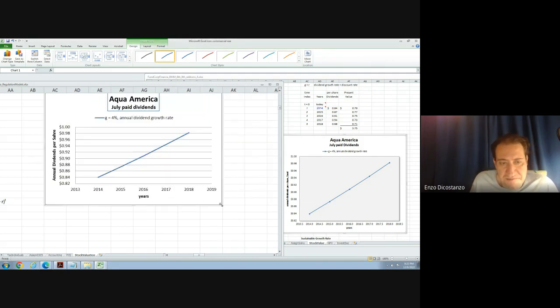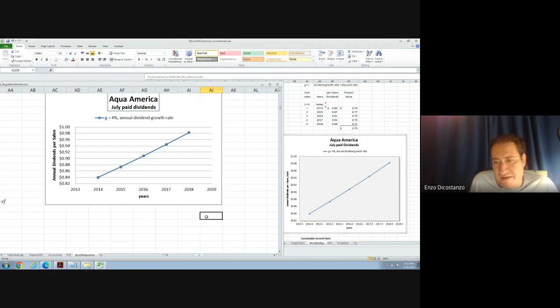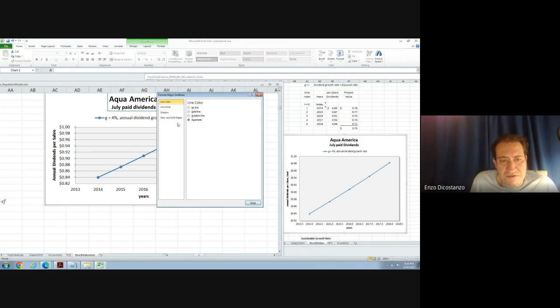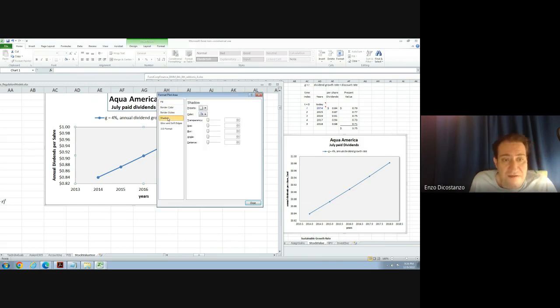Expand this just a bit. You could even put some markers in here: format the data series, marker options, built-in, round. All right, you could look at it like that. You can wall this off a bit. You have a shape outline, a very light fill. Grid lines, we don't need grid lines, no line. And you do a nice shade. Format the plot area, shadow. Do the first preset. And there you go.